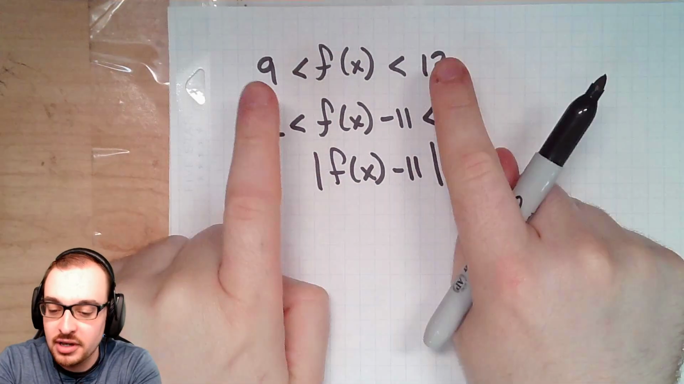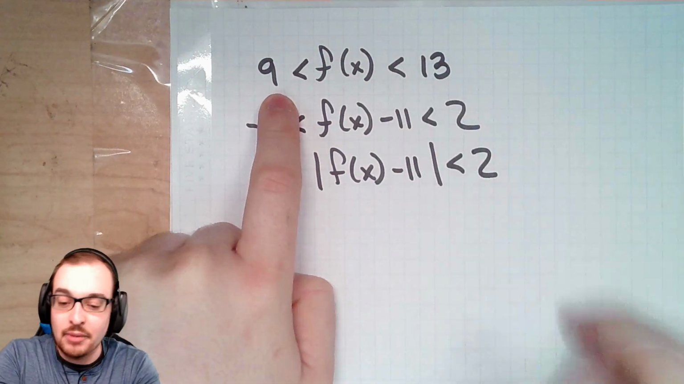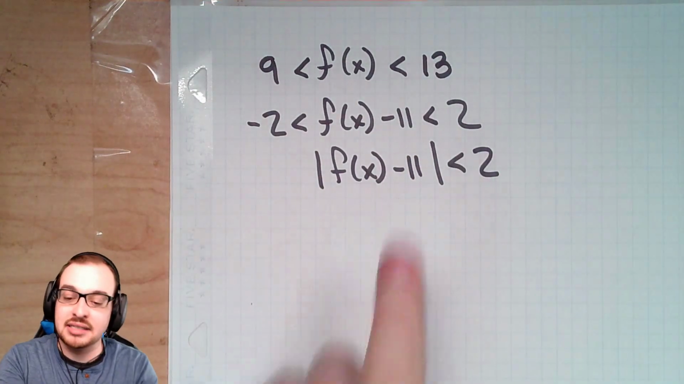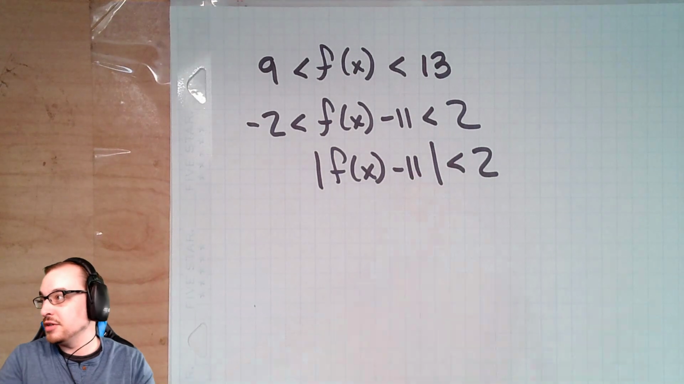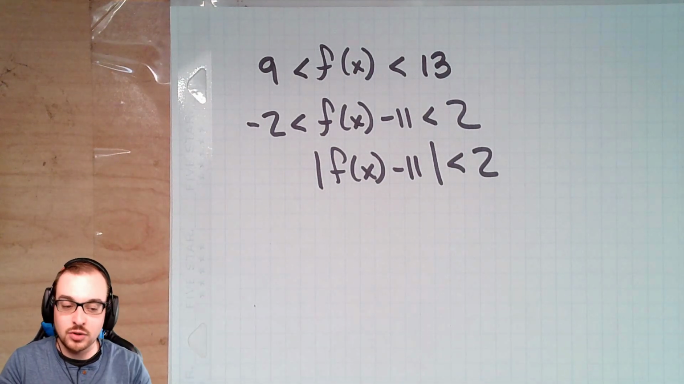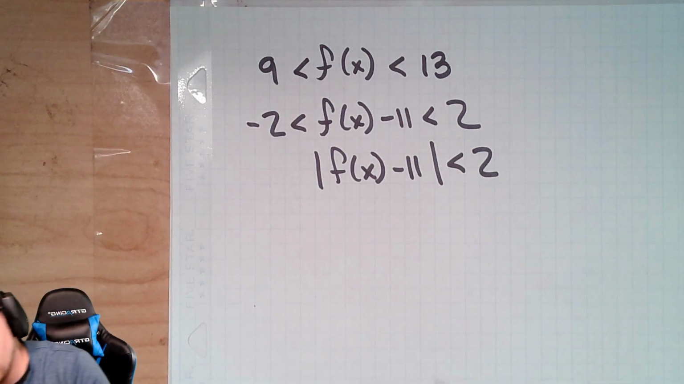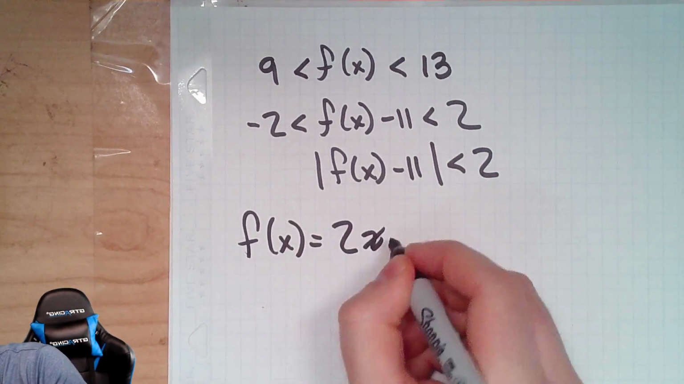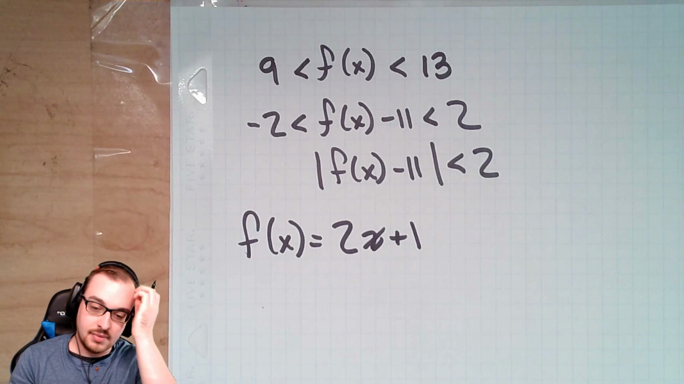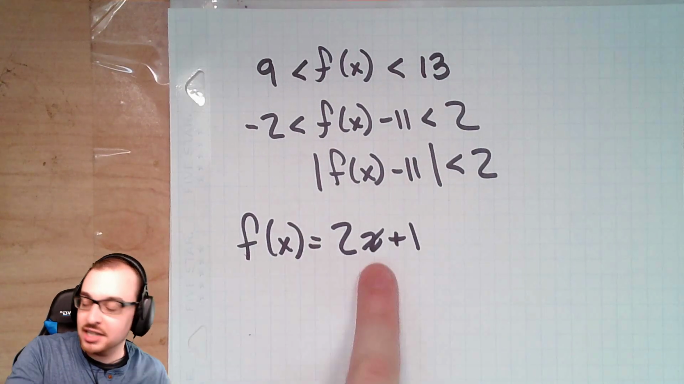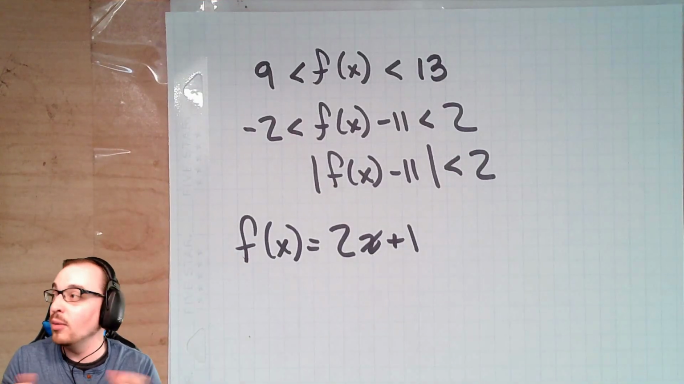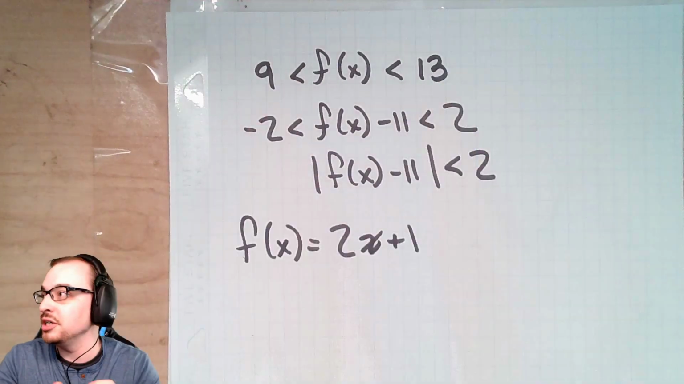So we started with values between 9 and 13. Now we have values centered at 11 plus or minus 2. And then here it's saying I want a distance of 2 around 11. Anything within 2 of 11. So if our particular function is a nice linear one like 2x plus 1, what values of x would I need to plug in to guarantee this? In other words, to guarantee that I always get numbers coming out between 9 and 13.